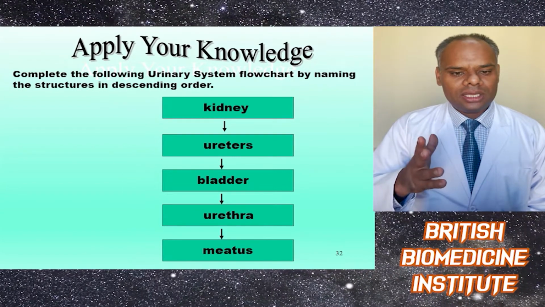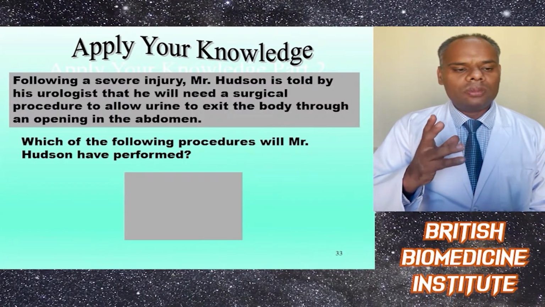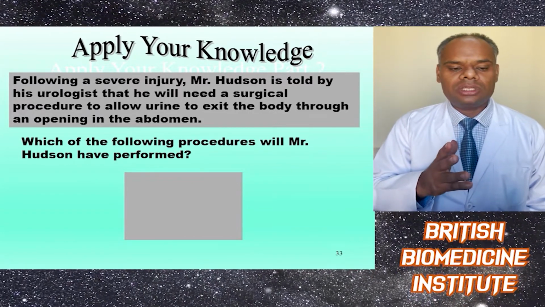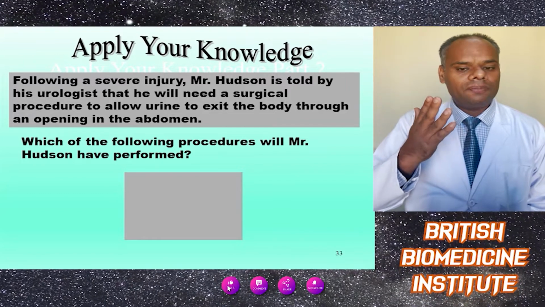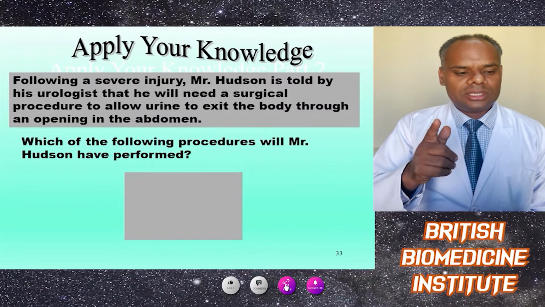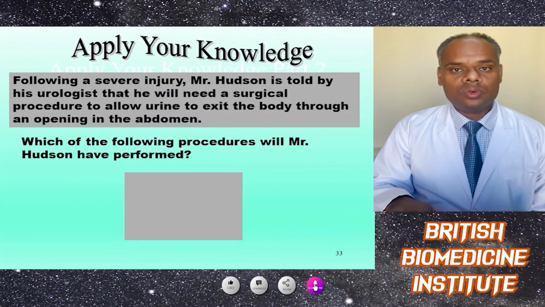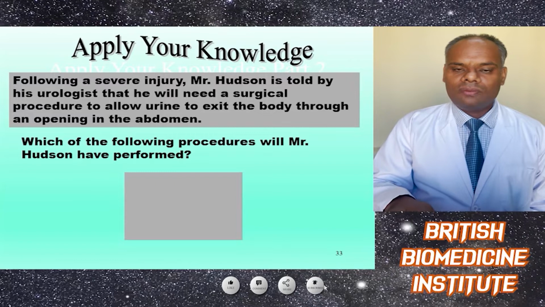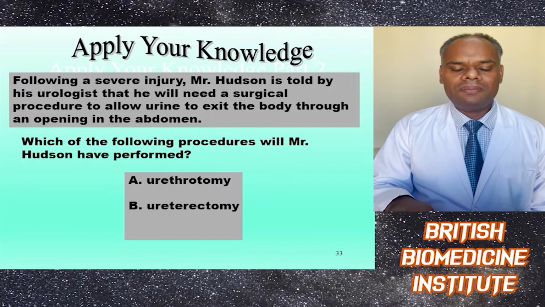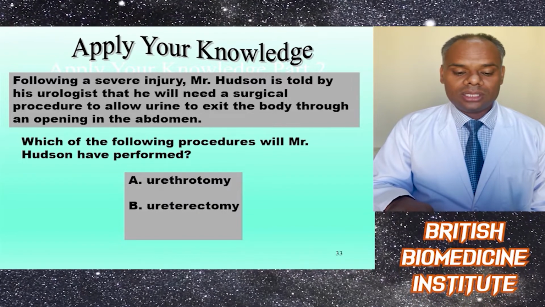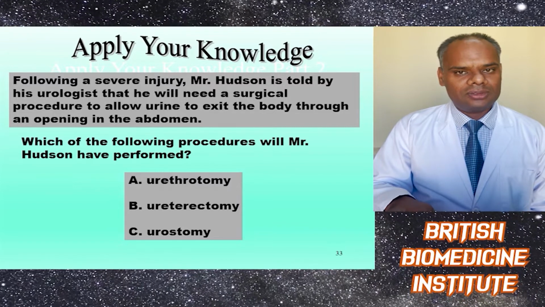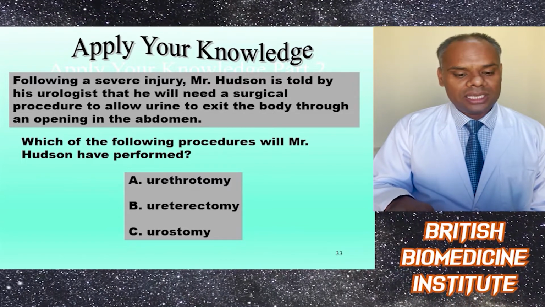Following a severe injury, Mr. Hudson is told by his urologist that he will need a surgical procedure that allows urine to exit the body through an opening of the abdomen. Which of the following procedures will Mr. Hudson have to undergo? First one is urethrotomy. Second is ureterotomy, and third is urostomy. So I hope you are aware of the answer. So here the answer is C, urostomy.